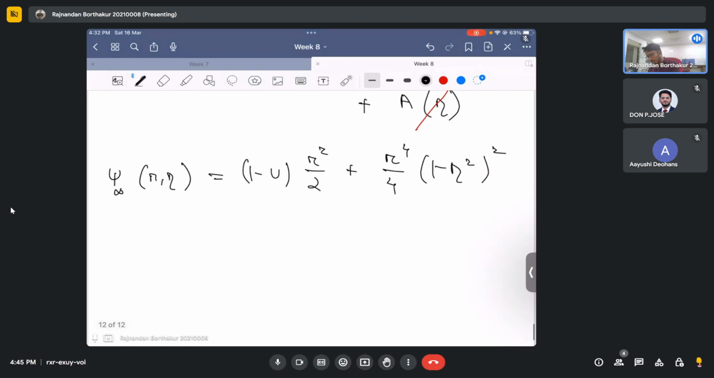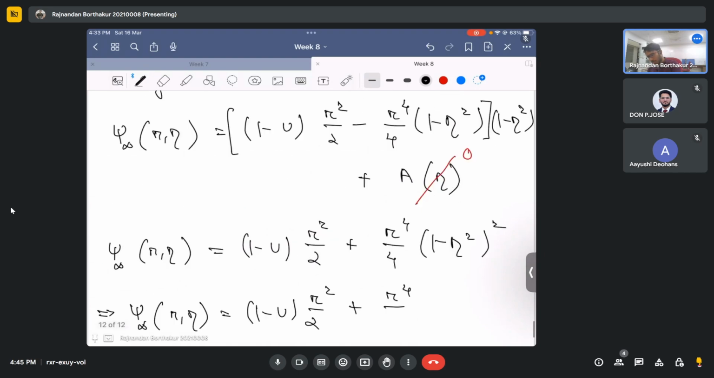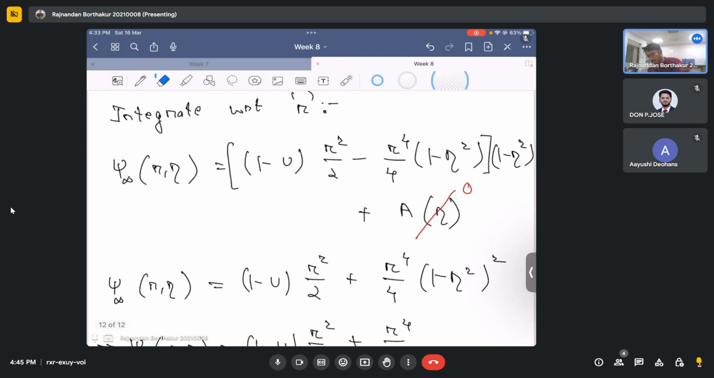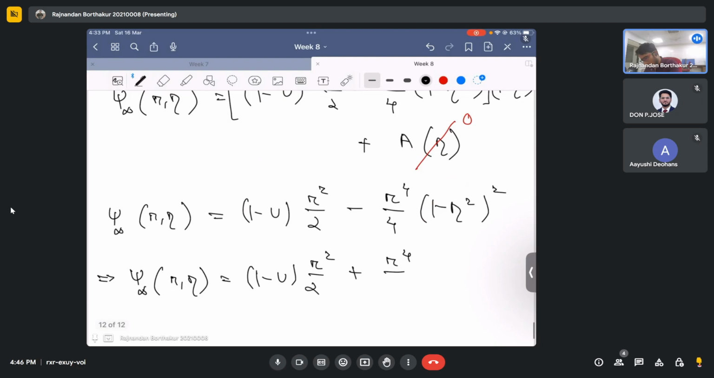This means that psi infinity as a function of r comma eta is basically 1 minus u into r squared by 2 plus r power 4. So this is fine, right? Did I make any mistake? Oh, there should be a minus here. There should be a minus, right? It is this multiplied by this. So there has to be a minus here. Okay, and there has to be a minus here.